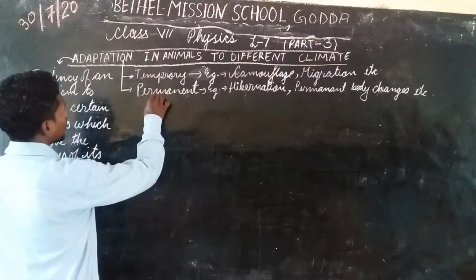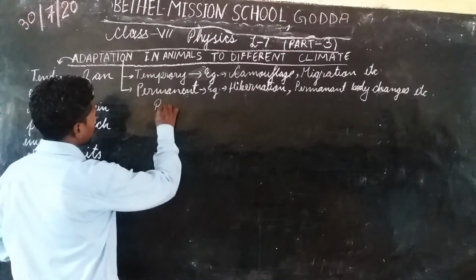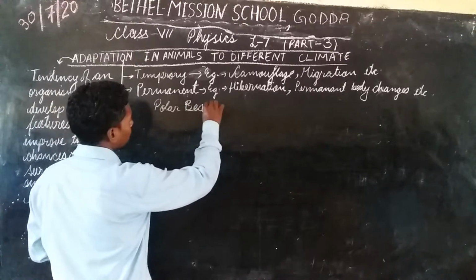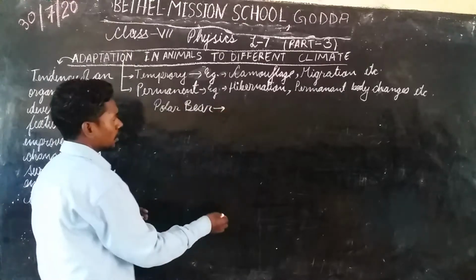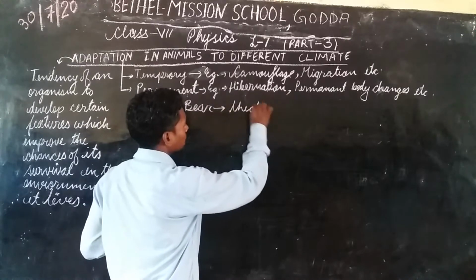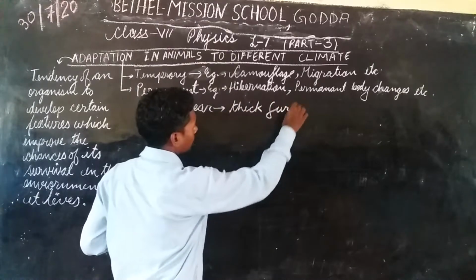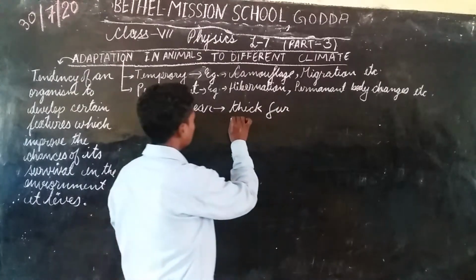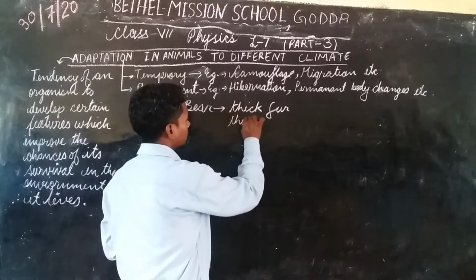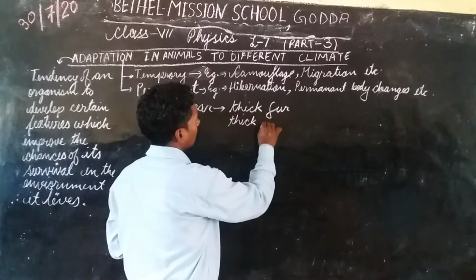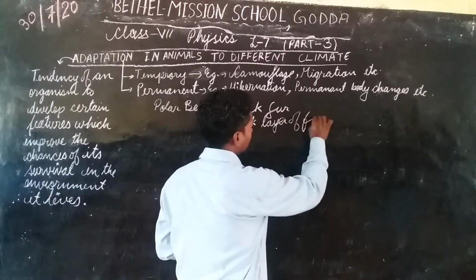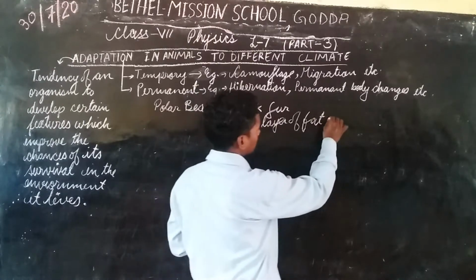Examples of permanent adaptation. The first one is the polar bear. What are its adaptations? Number one, it has thick fur. Number two, it has a thick layer of fat under the skin.